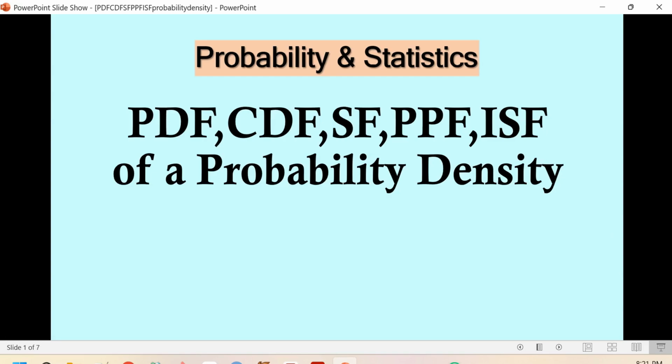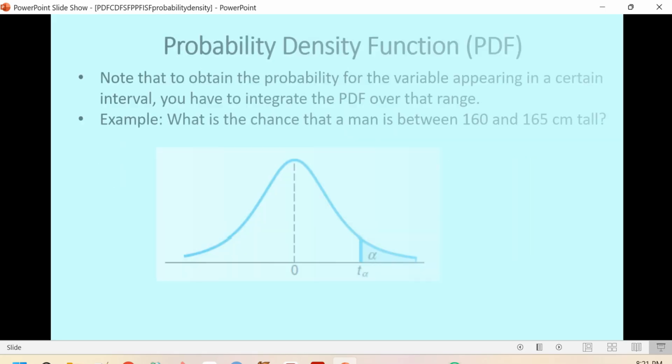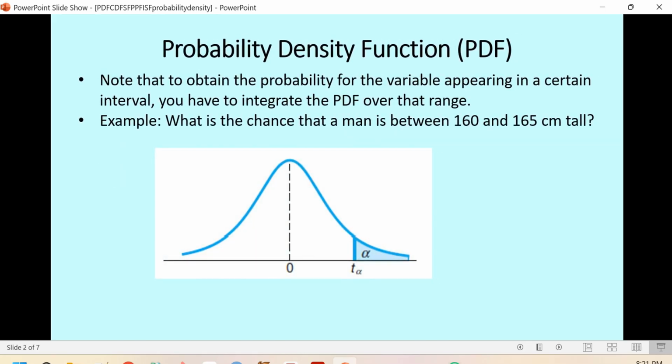Hello, in this video, we will talk about several basic and very important notions related to probability density, or say a continuous probability density. So the first one is called PDF. PDF is the probability density function. So this curve is the probability density curve.